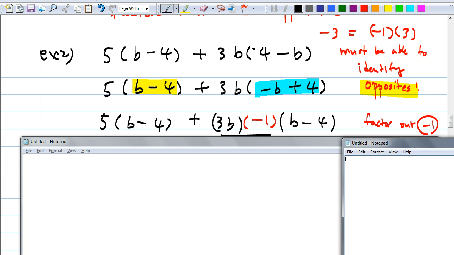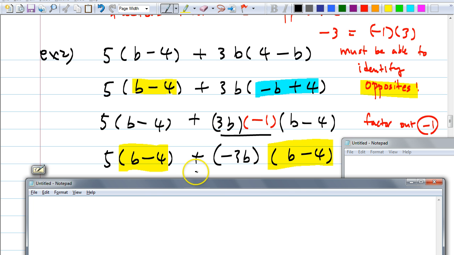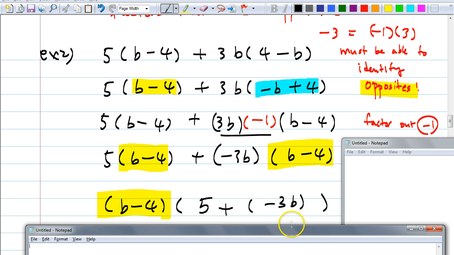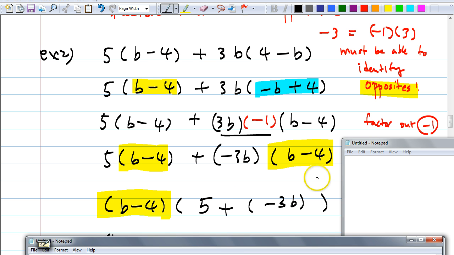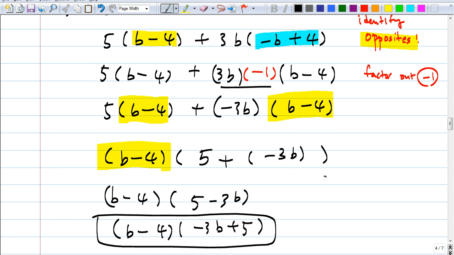But yeah, that will work. That's a little bit longer than doing it this way. You could definitely do that. That's a great question. You can distribute all that, get a trinomial, factor that trinomial. But isn't this a little bit easier? All you have to do is now, what's 3b times negative 1? Negative 3b. And now you have a common factor. If you had factored out that trinomial, you would have gotten b minus 4 times negative 3b plus 5. Does that make sense?